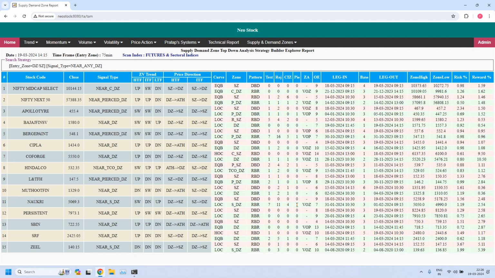Naukri is pierced, we don't take pierced. Pierced zones are invalid zones. And the last one is Z Limited. This is also a high liquidity zone, already having 3 rejections from this zone. So these are the high liquidity demand zones, 75 minutes demand zones from this list.